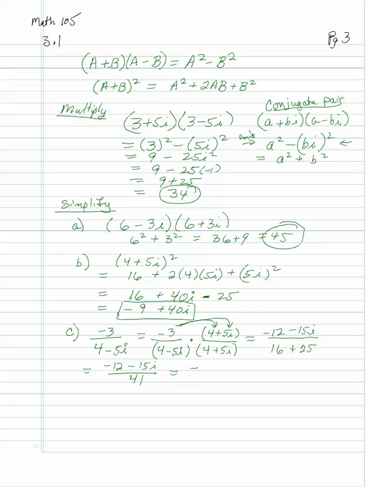And then we split it up into a plus bi form. So it's negative 12 over 41 minus 15 over 41 i. And so that's a plus bi form. Alright, let's try one more of these. So let's try 6 plus 5i over 3 minus 4i.